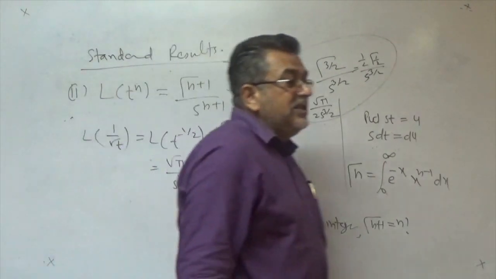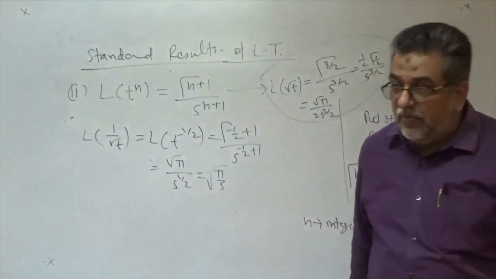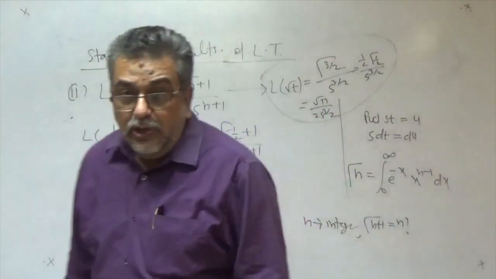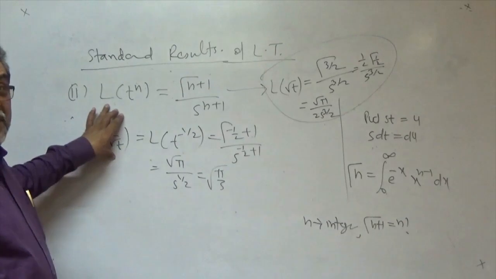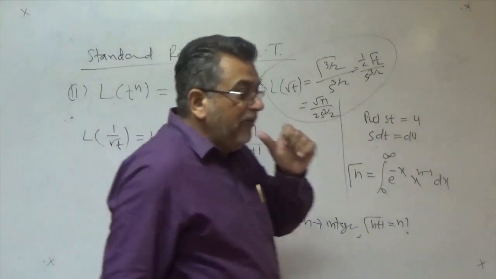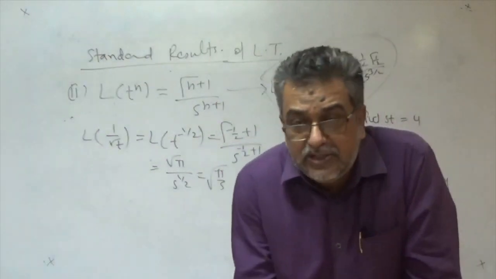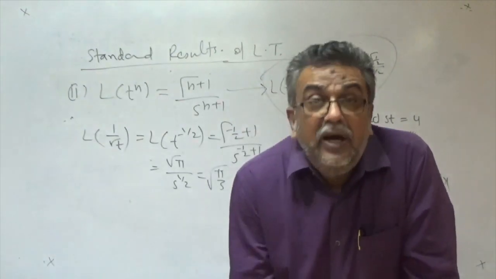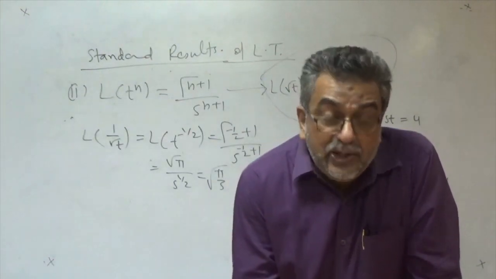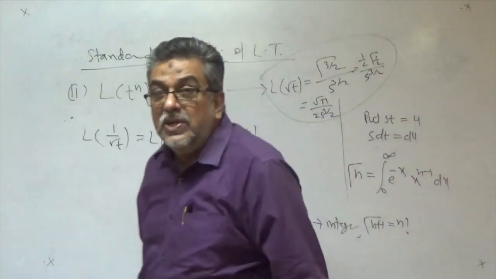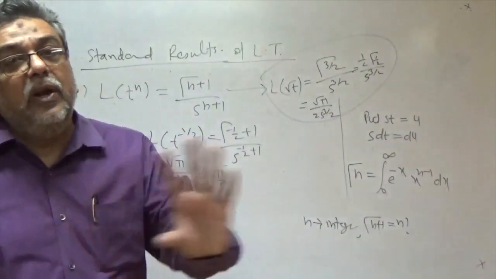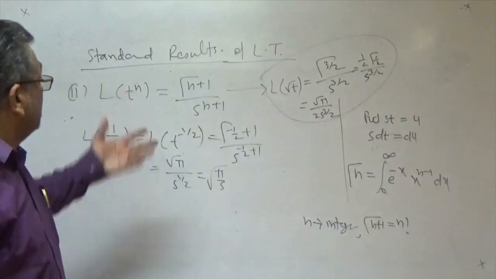And that exists, that is a defined, finite function because s is positive. So you see here that the function 1 upon root t is not continuous, its limit is not finite, but the Laplace transform exists. And so I told you the conditions for Laplace transforms are sufficient but not necessary. This was the second formula.